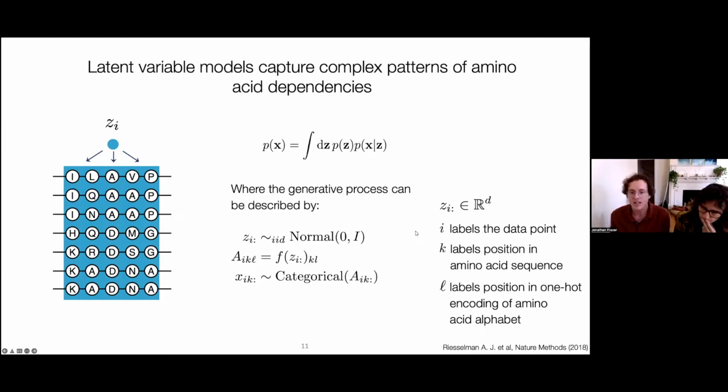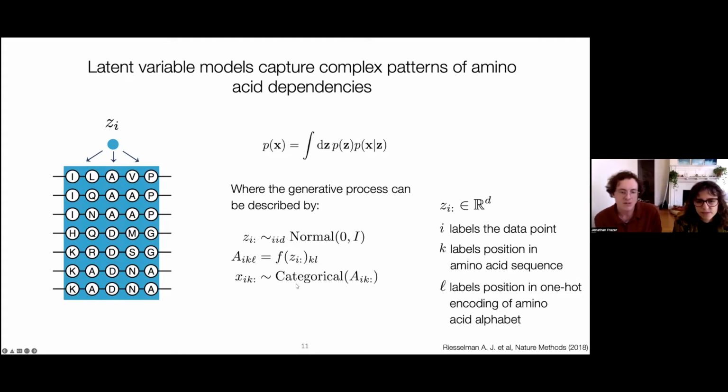So for this, we imagine that there's a 50 dimensional latent space. And we sample these random variables from some simple distribution. And then these variables are passed through some non-linear mapping F to become the probabilities from which we then sample the sequence we observed. So you have a categorical distribution at each site.